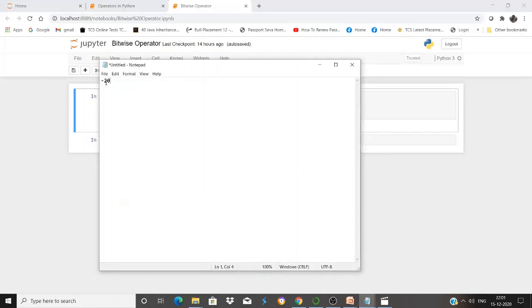So first we have to take the positive of the number. So instead of minus 20, we have to take 20 and convert 20 to its binary form. Now what is the binary form of 20? The binary form is 0 0 0 1 0 1 0 0, right? So this is the binary representation of 20. Now what is the next step?